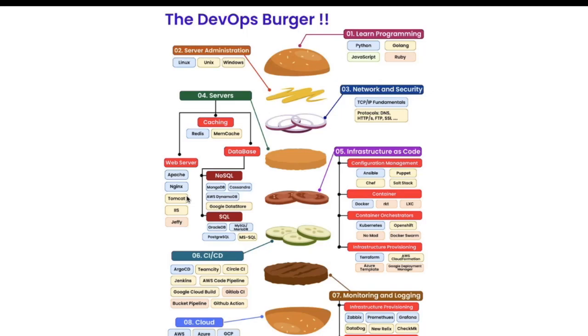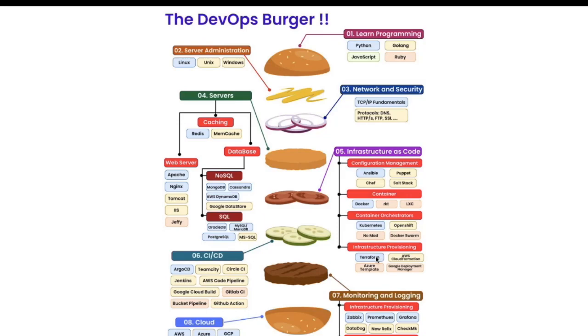And next is the infrastructure provisioning. Here a lot of tools are there, but the major one is Terraform, and the Azure Resource Manager templates. For AWS, CloudFormation. So these we need to have the understanding.